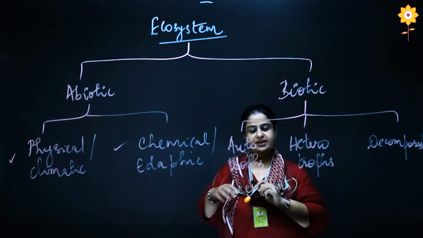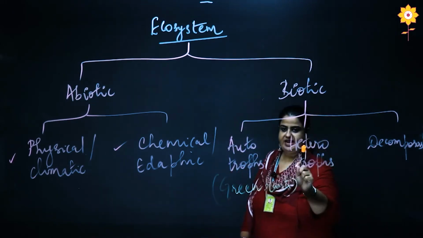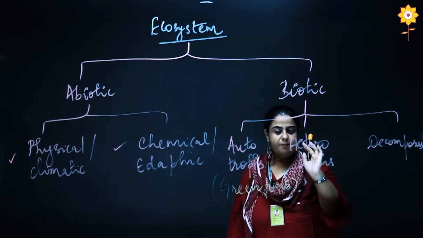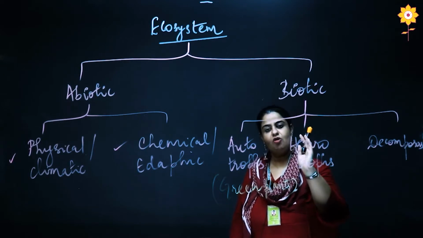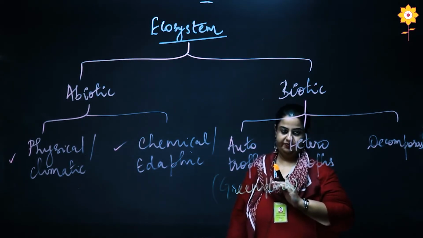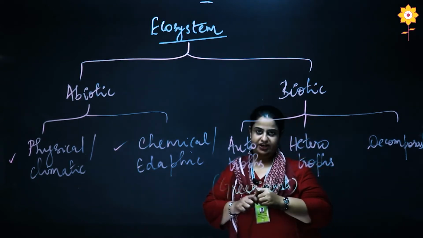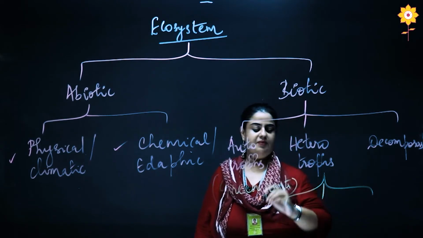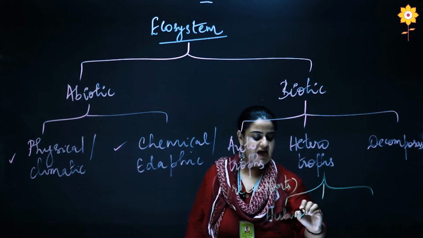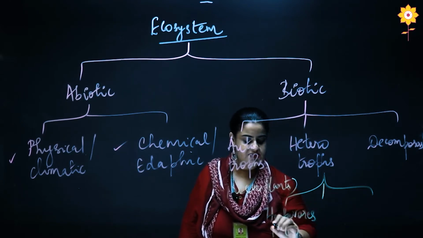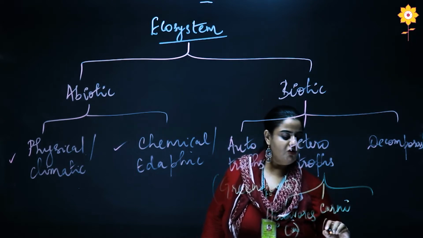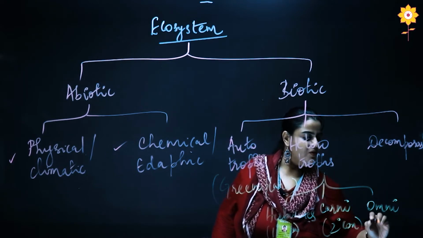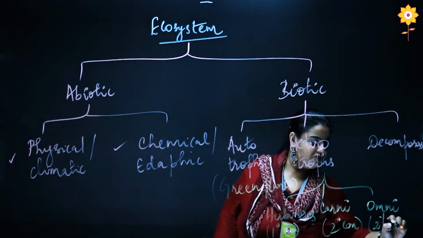Now what are heterotrophs? Heterotrophs are those organisms who cannot prepare their own food. Okay, they are completely dependent, directly or indirectly, on autotrophs so that they can survive. Now based on the feeding habits of heterotrophs, we further divide them into three. They are the herbivores, which are also called the primary consumers. Then the carnivores, which are also called the secondary consumers. And then the section of omnivores, which might be secondary or tertiary consumers.